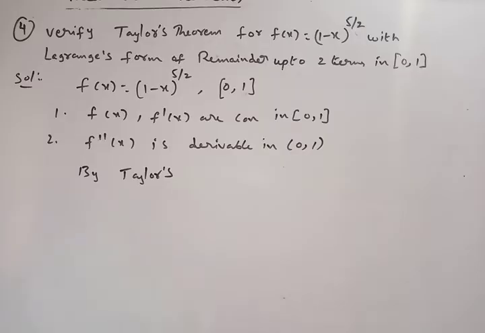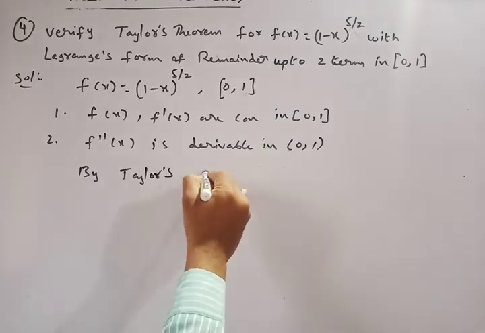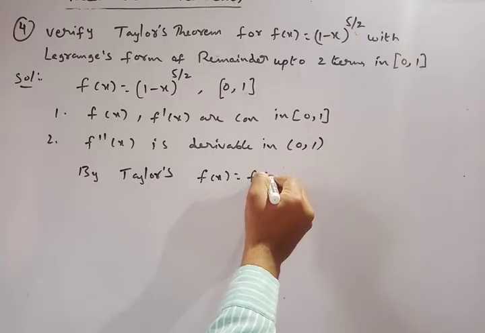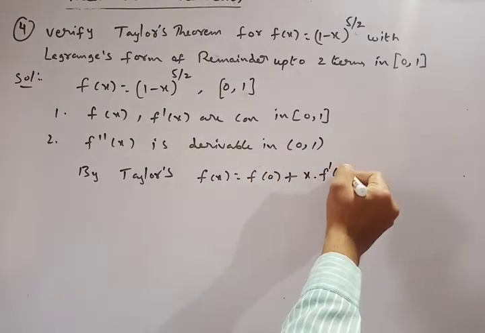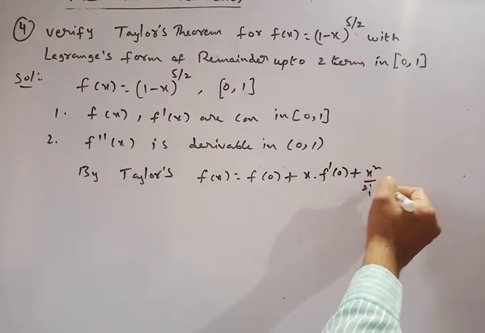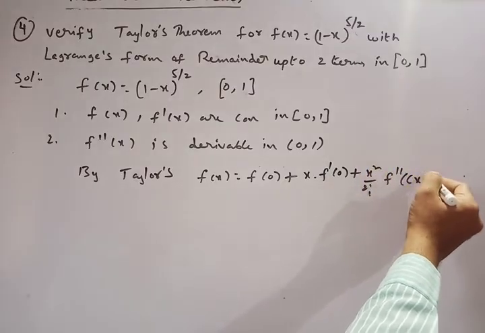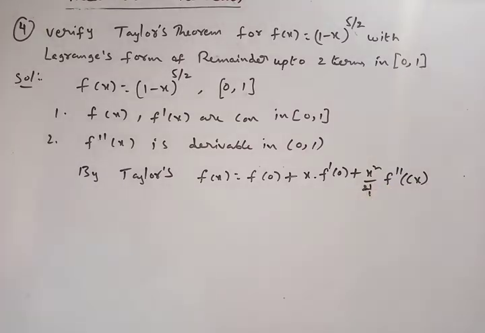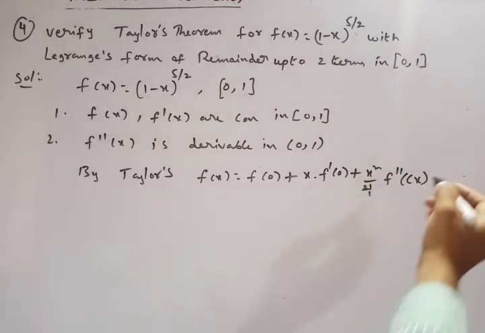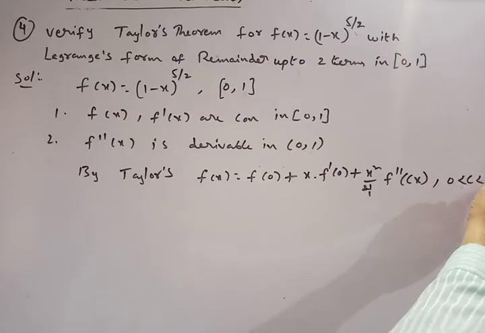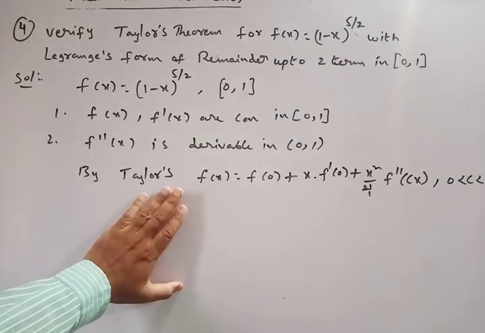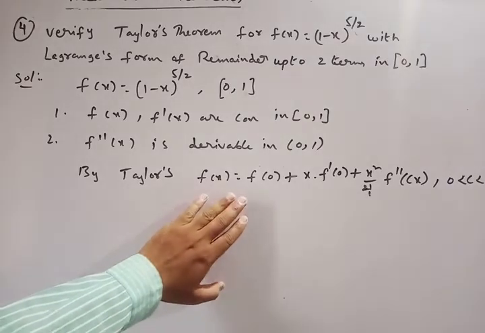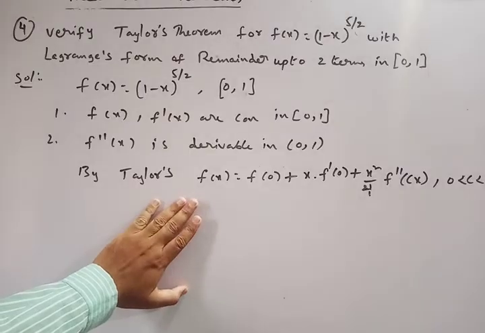what is the formula we have? f of x is equal to f of 0 plus x into f dash of 0 plus x square by 2 factorial f double dash of cx, with 0 less than c less than 1, correct. This is Taylor's theorem with Lagrange's form of remainder.